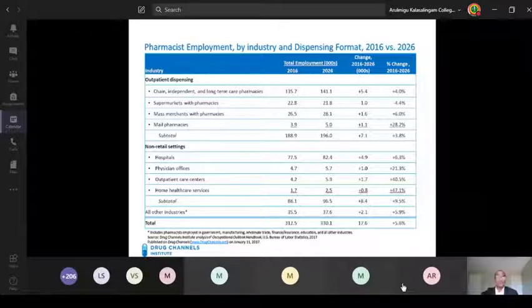Without bothering much about these prospects on retail pharmacy or hospital pharmacy, I think in the coming years there will be a lot of demand for clinical pharmacy in India as well.